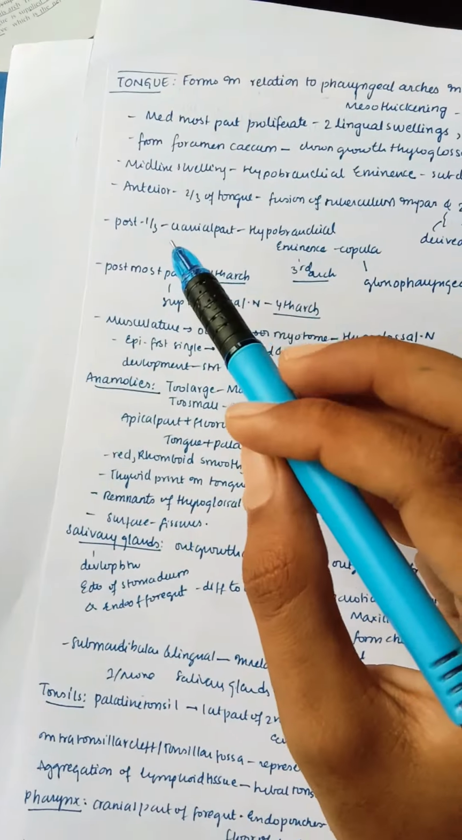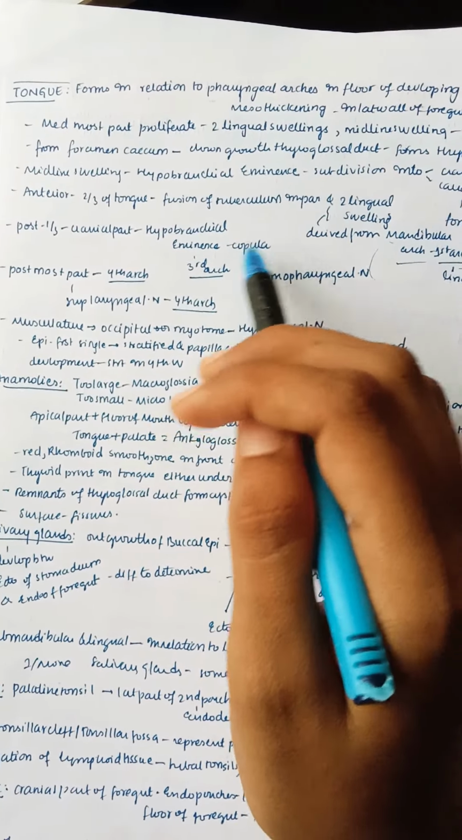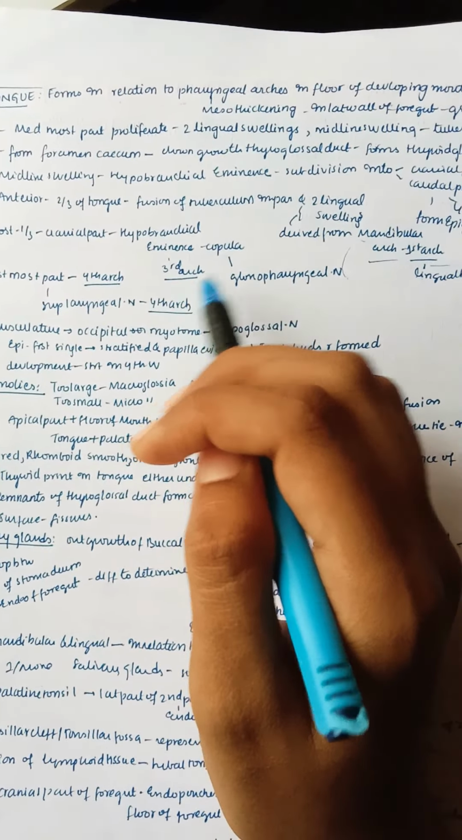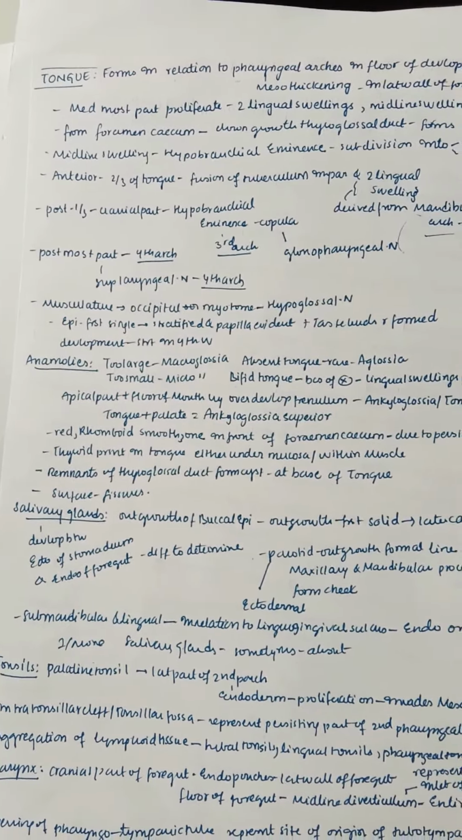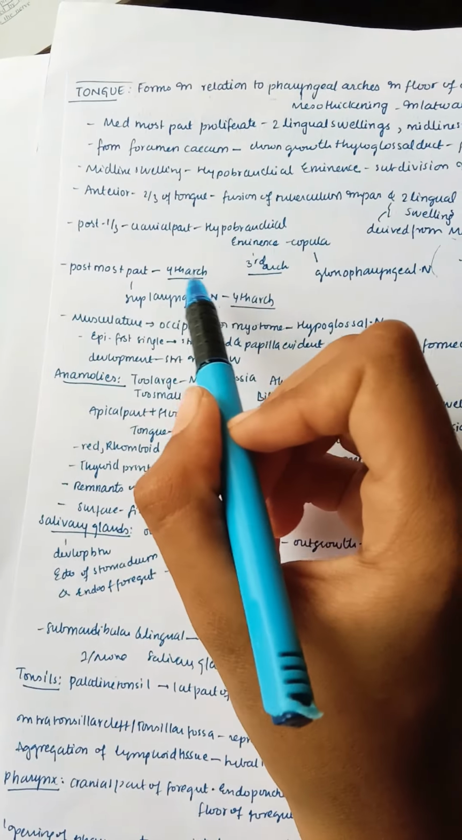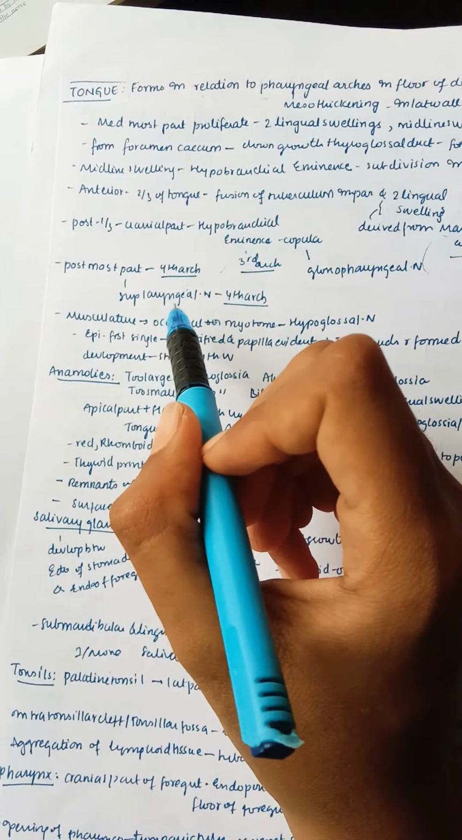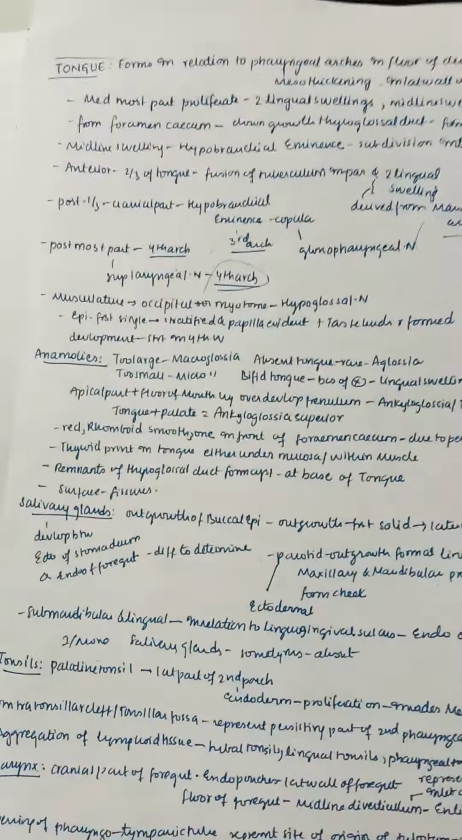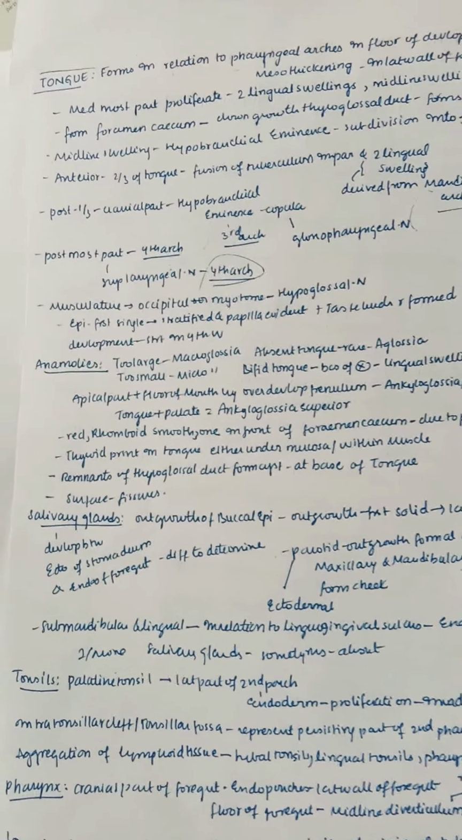And next we have the posterior one-third as a cranial part, that is mainly by the hypobranchial eminence, which is called the copula. It is the third arch and it is supplied by the glossopharyngeal nerve. So by the pharyngeal arches only we can easily find out the nerve supply also. So the posterior most part is the fourth arch. Its superior laryngeal nerve, that is a branch of the vagus nerve, that is the fourth arch. So it is supplied by the superior laryngeal nerve of the vagus nerve.